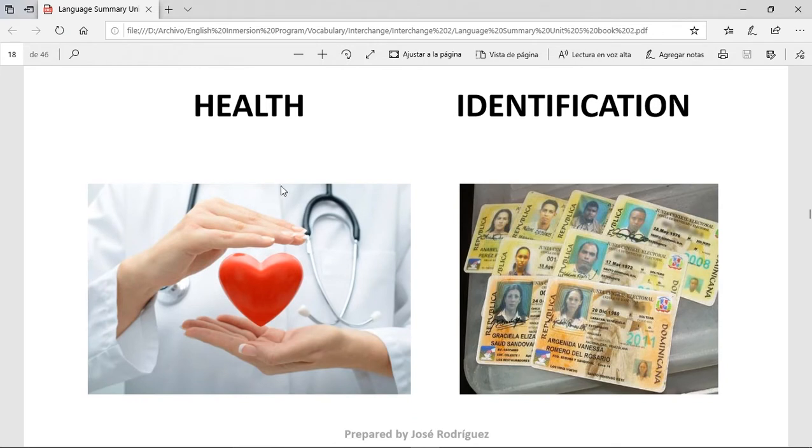Health. Health is everything related to your personal life, like if you're feeling okay or bad, if you have a disease, or if you're healthy. ID or identification. It's the specific documentation that you have where you have all of your information, like a picture of you, your name, your born date, etc.